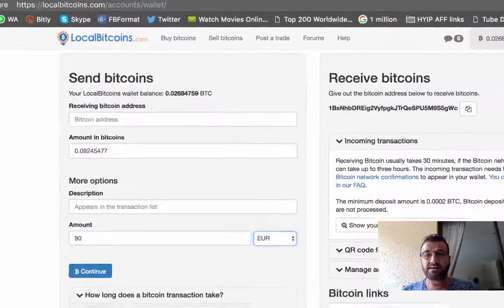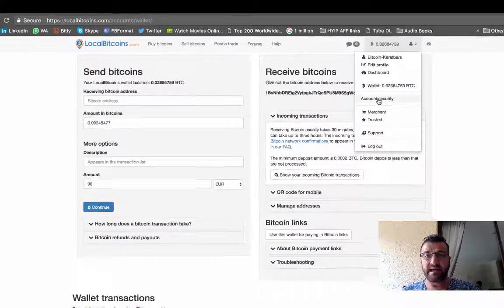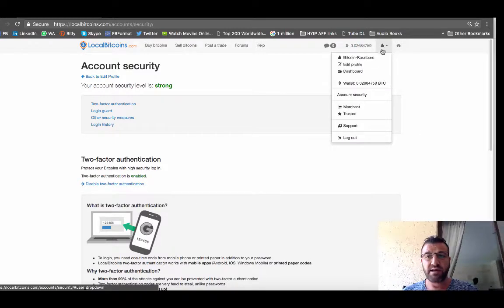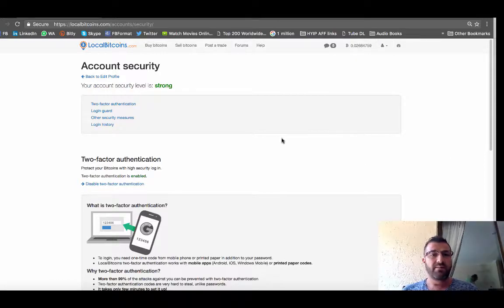So that's the wallet side of it. And the account security, we've gone through the account security. That's the Google authentication. Highly recommend that you install that. And there's not much more to understand on the LocalBitcoins platform. So what I'm going to do is I'm going to do a transaction and show you how easy and simple it is to do a transaction between one account and another account.